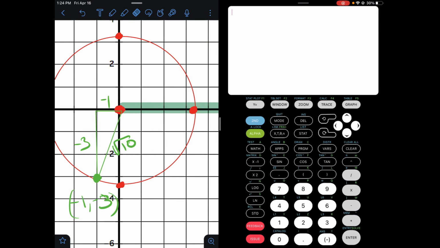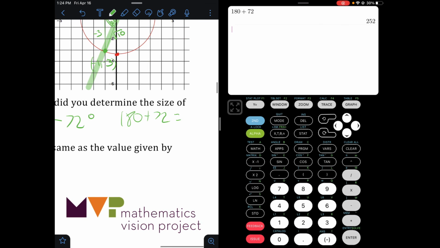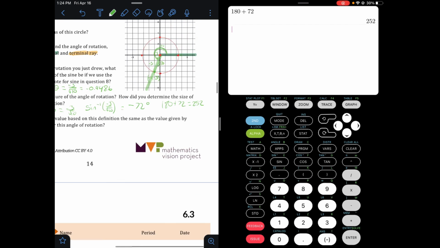This value here is going to be 72 because we go down 72 degrees. Now, the actual angle we're interested in has to go all the way from here around. This here is 180, so you just do 180 plus 72, and that is going to give you 252.